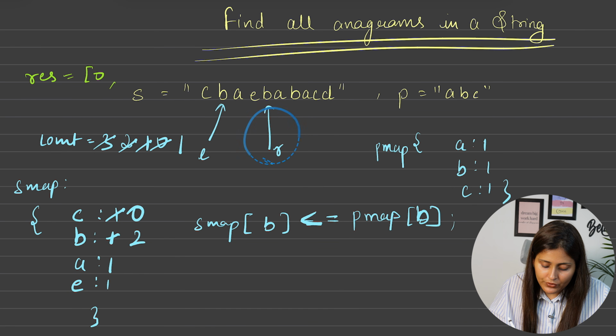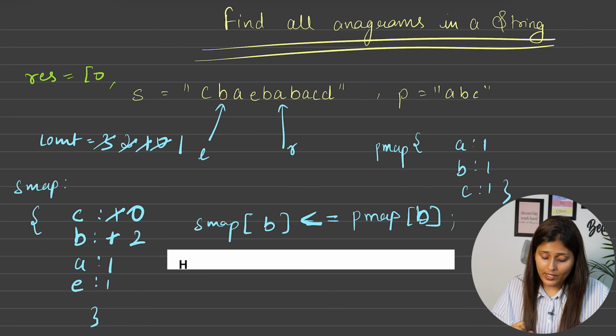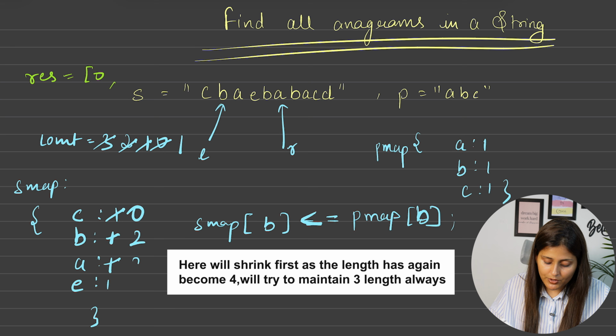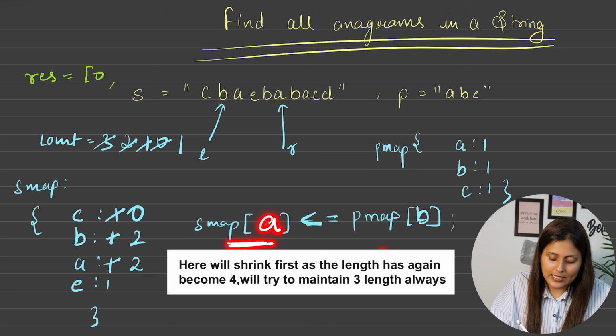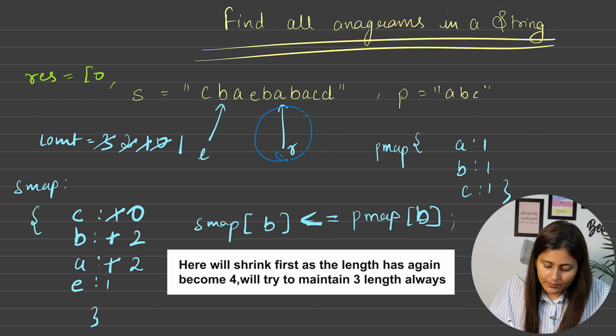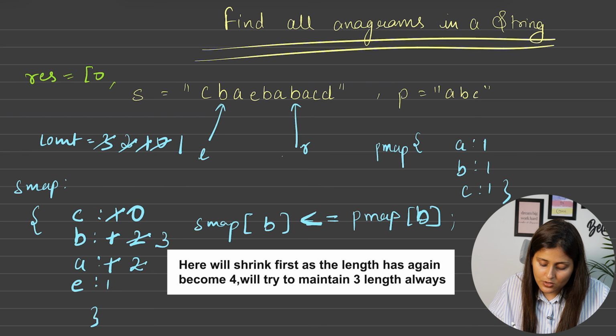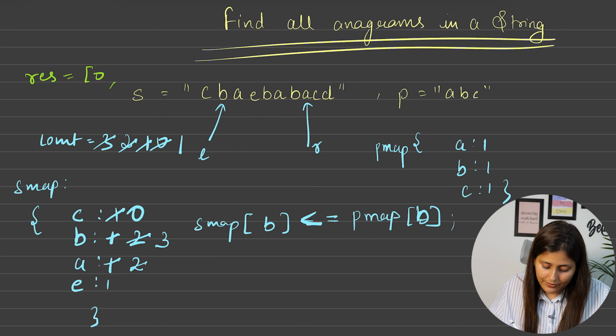Yes, again we'll move this R pointer ahead to A. Okay, again the frequency of A will become 2. For this rule also, SMAP's A frequency is 2. Is this less than or equal to PMAP's A frequency? No, means this A character is also extra. This was not required. Hence, again we'll move our R pointer ahead. Now, B's frequency becomes 3. This is also not required. Now, A's frequency becomes 3. This is also not required.